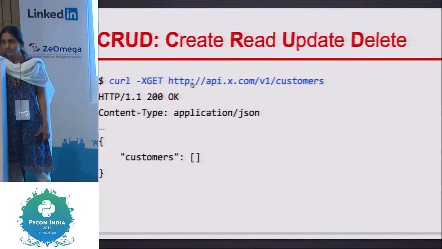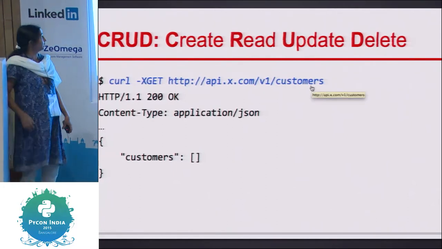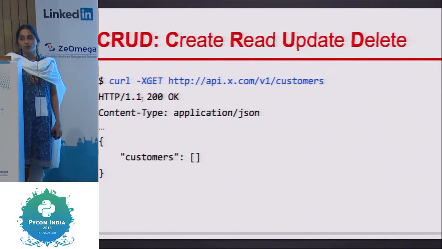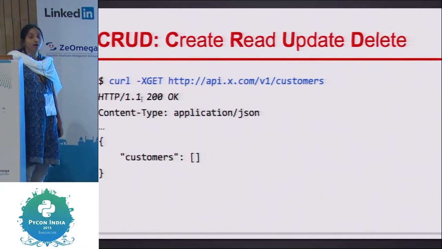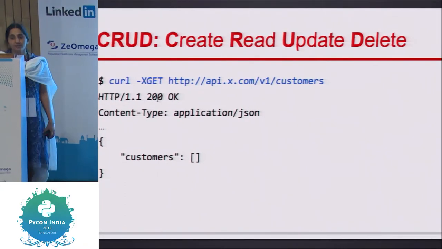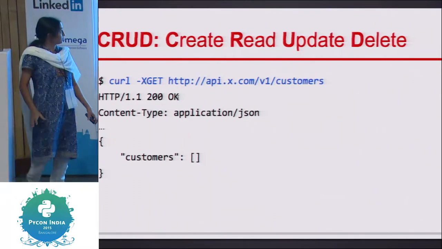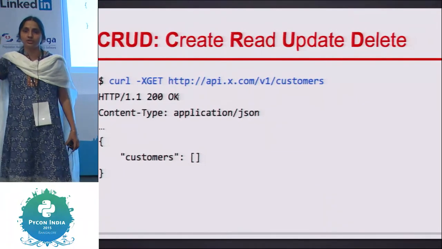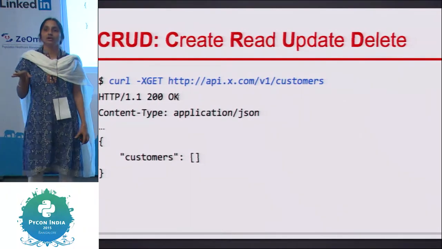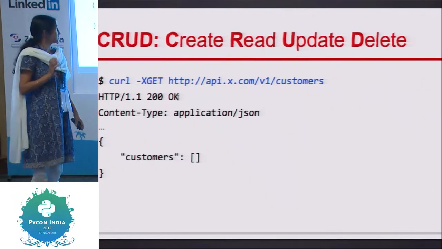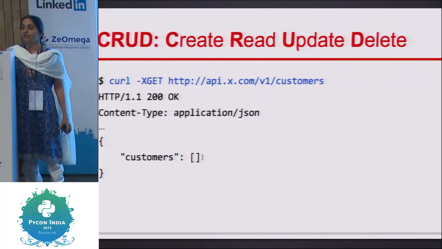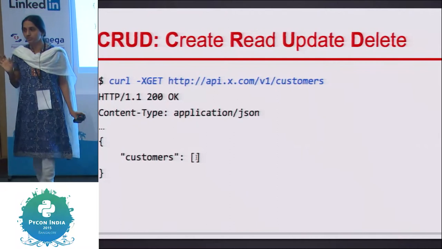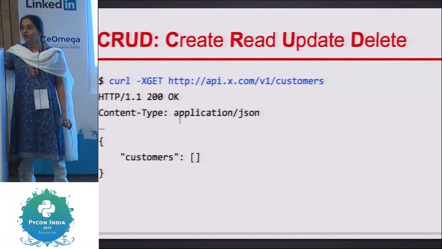So when I request this URL, what am I getting? I'm getting HTTP 1.1. These are all HTTP headers with a status code 200. What does it mean? A status code 200 means everything went well, and here is the response that you have asked for. Because I don't have anything in my database yet, the response I've got is an empty list. The server has replied that I don't have any customers. What is the content type here? It's JSON.